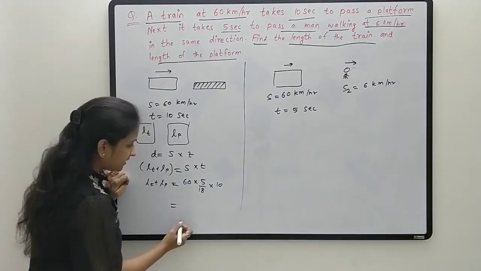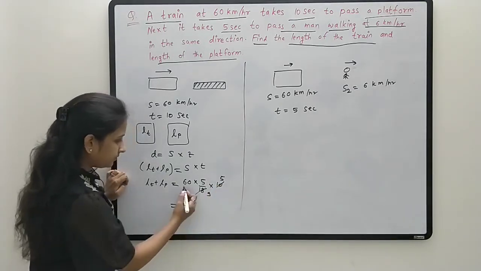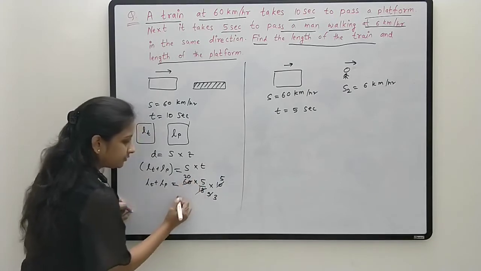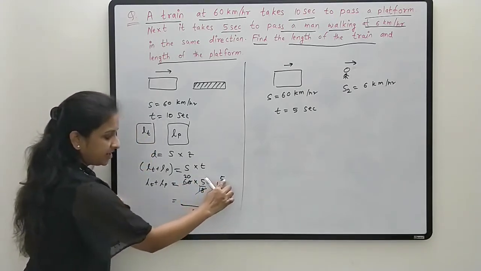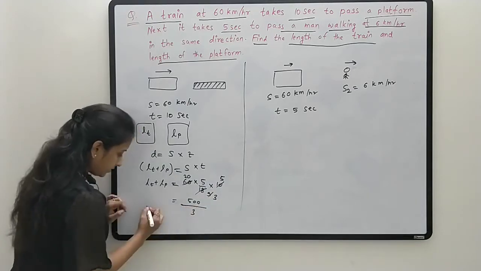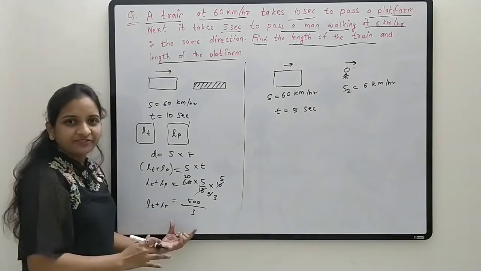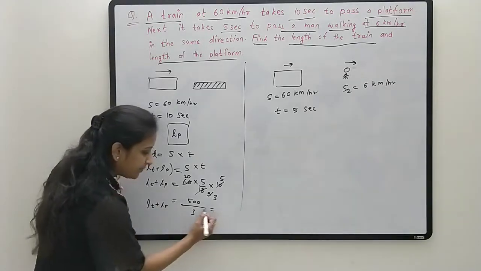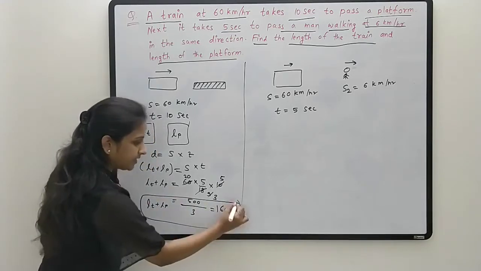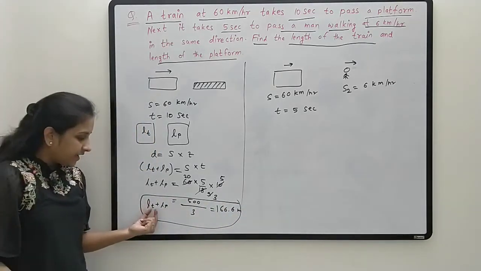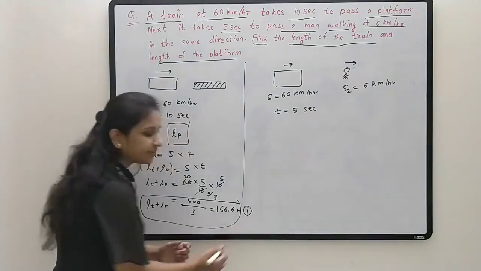So what is this? 2 9s are 18, 2 5s are 10, 3 3s are 9, 3 2s are 6, 20. So in the denominator 3 is there. 20 into 5 is 100, 100 into 5 is 500. So LT plus LP is equal to 500 by 3. It's okay to get weird answers. 500 by 3 is nothing but 166.6 meters. So the length of the train plus the length of the platform is 166.6. This is our first equation.